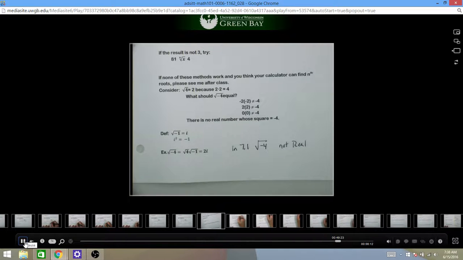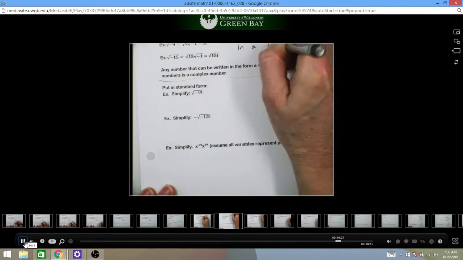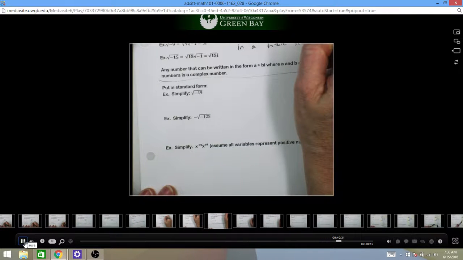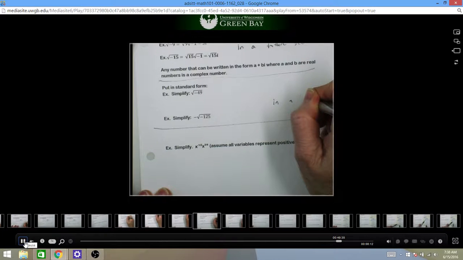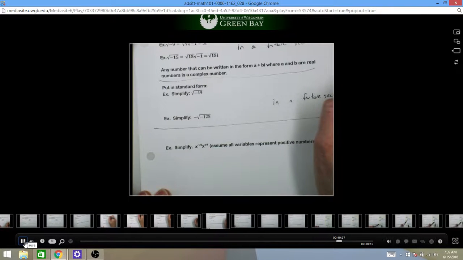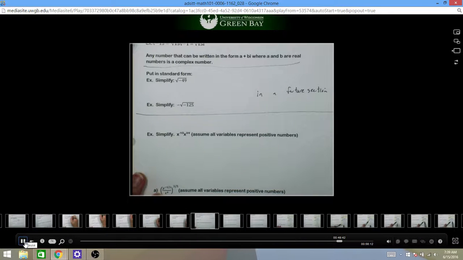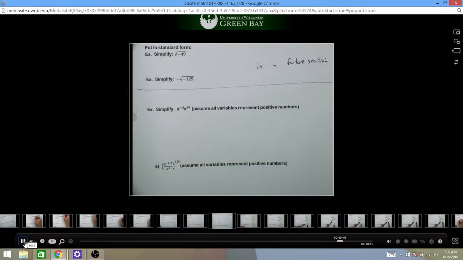And so this will be in a future section. All of this in a future section. So we'll talk about what to do with square roots and negatives in a future section. For now, in 7.1, you have these exponents, and so we'll be looking at some more problems with your exponent rules.